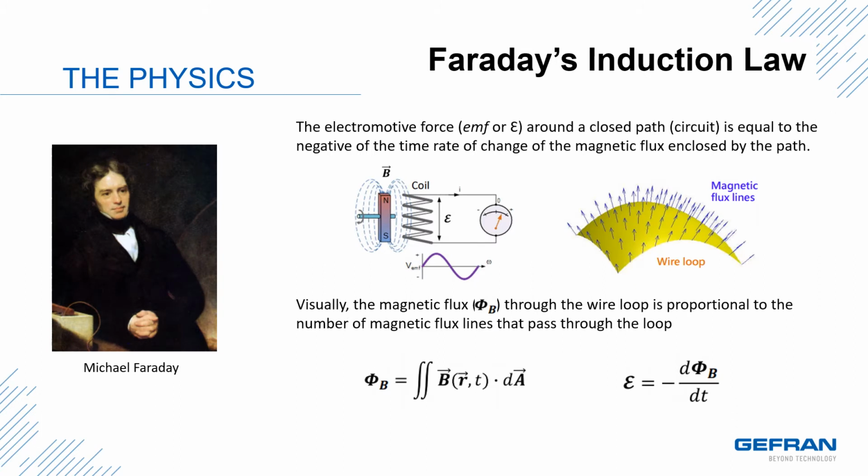Faraday's induction law. The electromotive force around a closed path is equal to the negative of the time rate of change of the magnetic flux enclosed by the path. Visually, the magnetic flux through the wire loop is proportional to the number of magnetic flux lines that pass through the loop. In simple terms, Faraday's induction law describes the relationship between the electromotive force measured in volts and changing magnetic fields. It is the key principle behind transformers and electric motors and plays a key role in the operation of our magnetostrictive sensors.